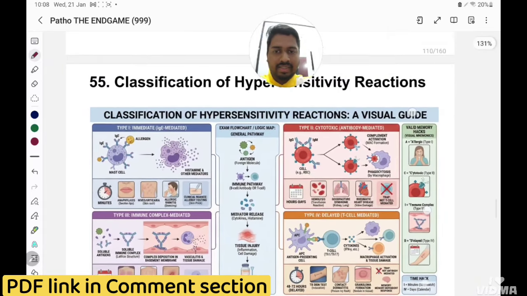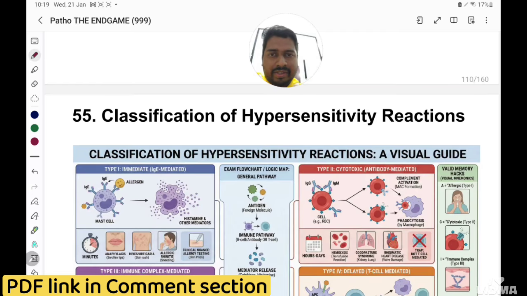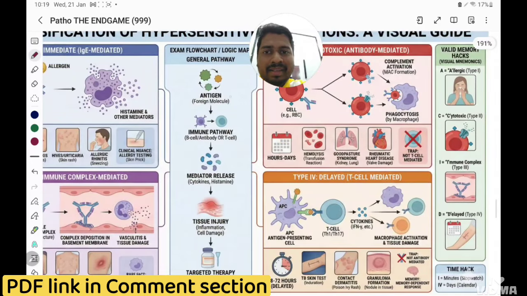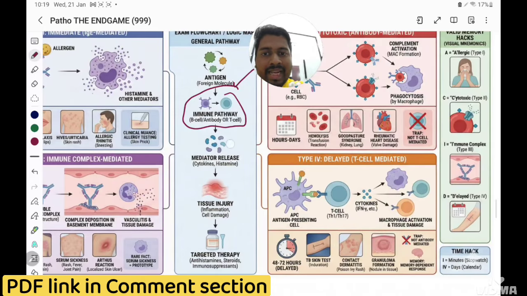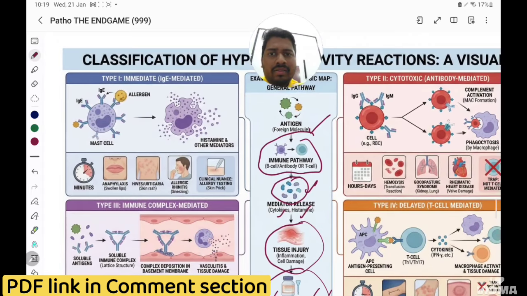Okay, next we'll go to an easy topic relatively. Okay, hypersensitivity reactions, a very important topic. Students always get wrong in this because you don't memorize it properly. Okay, as simple as that. So there are basically 4 types of hypersensitivity reactions. Things are simple. There will be some foreign molecules, there will be an immune response mounted against it. Okay, and then there will be some mediator release, immediate mediator release like cytokines and histamine, causing some tissue injury, inflammation, cell damage, and there will be some targeted therapy for this, especially antihistamine, steroids, and some immunosuppressants in severe cases. Okay, so hypersensitivity is basically an exaggerated response of the immune system.